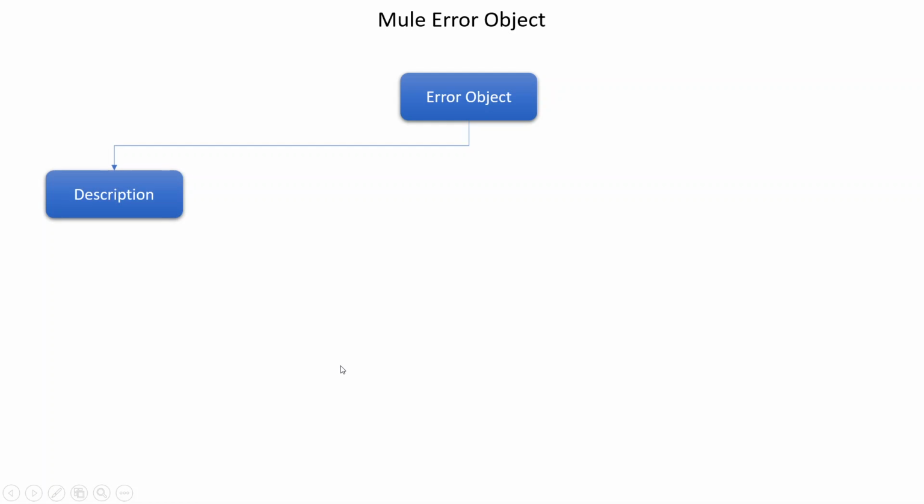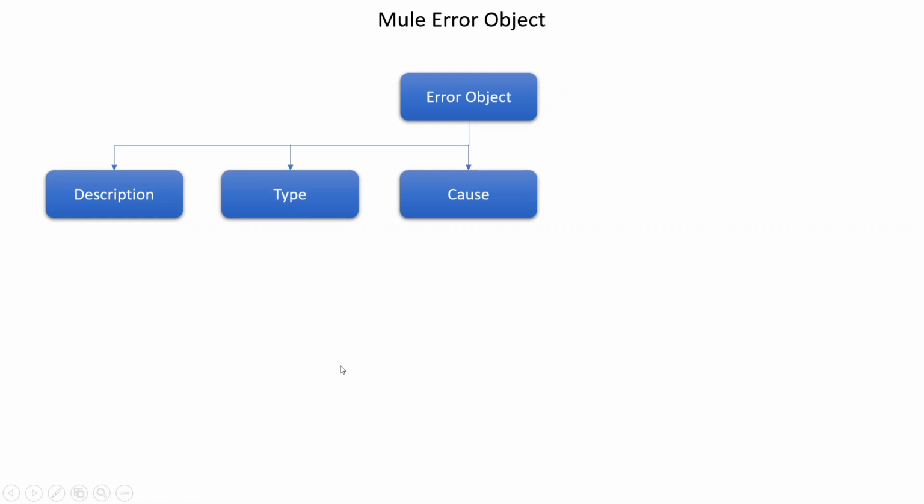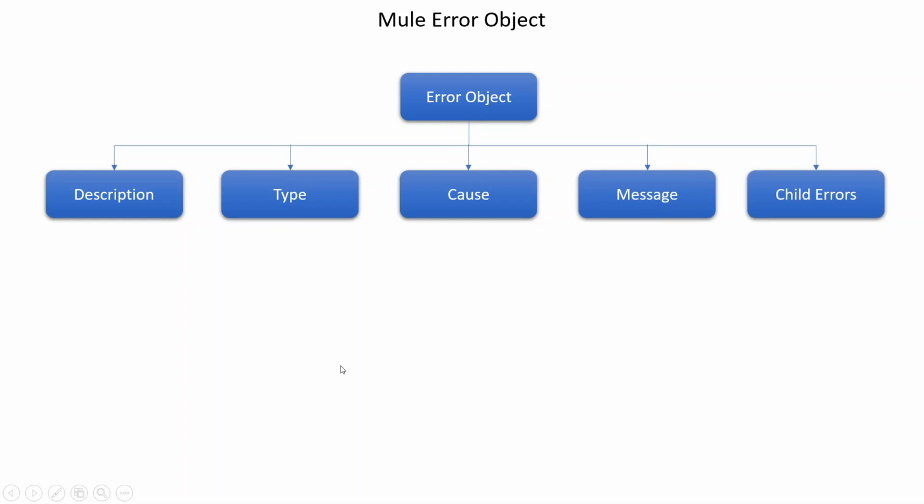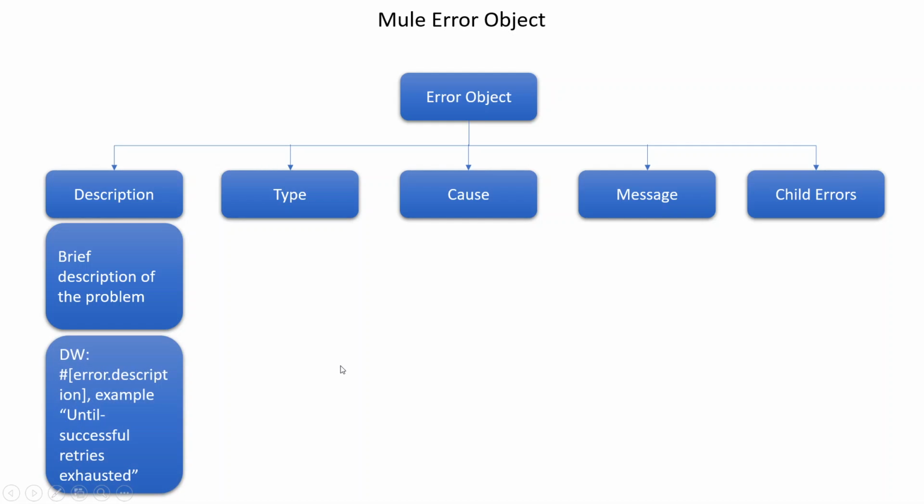So let's move ahead and come to the Mule error object. The Mule error object has basically five sections: the description, the type, cause, message, and child errors. The description will give a short description of why the error occurred. For example, when you have a retry mechanism like the until successful scope, it throws an error when retry is exhausted, and you can get it using error.description in the DataWeave script.